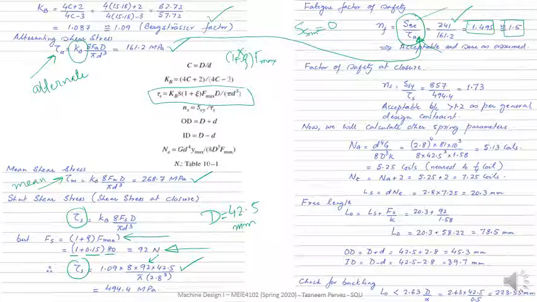What is the factor of safety at closure? This is the yield strength divided by shut stress. Yield strength is this and shut stress is this. I got this one, which is greater than or equal to this condition. So this is acceptable as per general design constraint.